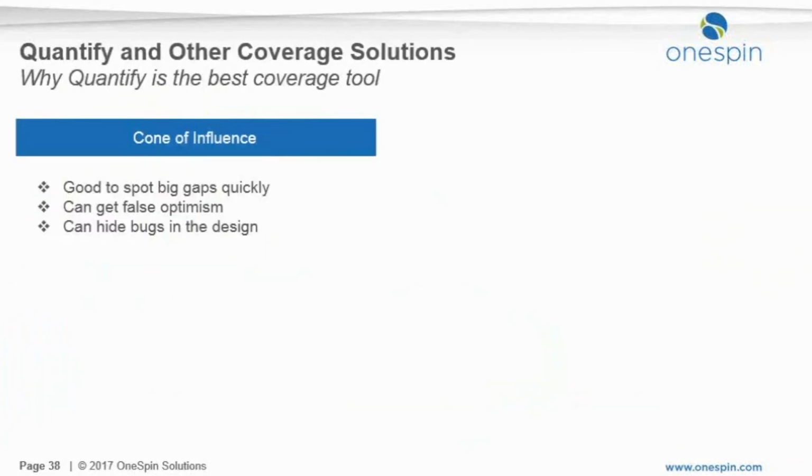So let me actually just briefly mention this before I wrap up. There are lots of different coverage solutions in the market, and I can see some people smiling. And to be honest, they're all serving some purpose. The question is whether they are serving the right purpose. So the cone of influence coverage is a great technique to find big gaps quickly, but can lead to false optimism. We have made other presentations where we have showed concrete examples on this.